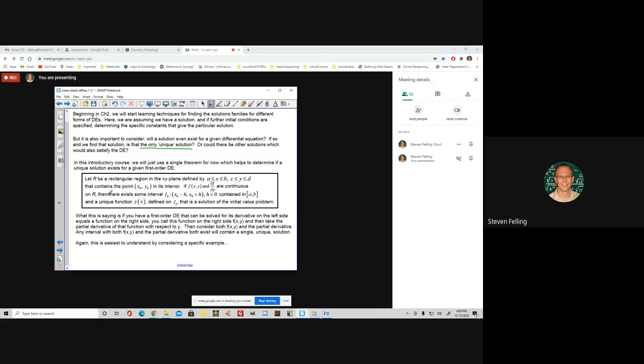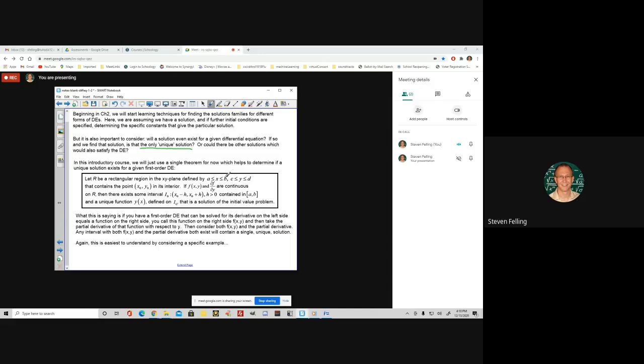are continuous on this rectangle, then there exists some interval which is plus or minus h from the x0 position in the interval AB, and a unique function y as a function of x defined on that interval that is the solution of the initial value problem.